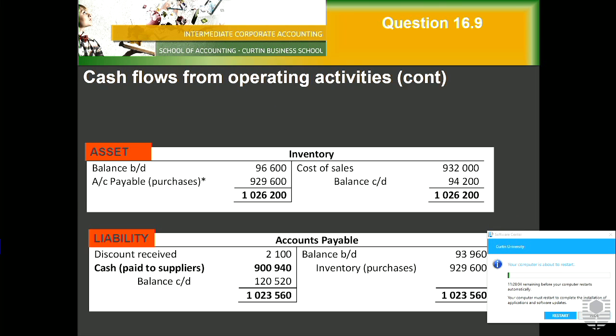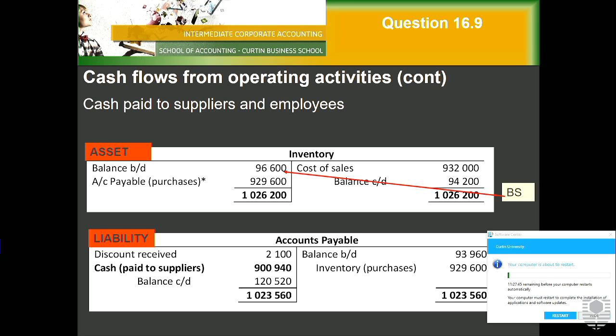Next, we start to look at our cash paid to our suppliers and employees. So there's a couple of things that we need to do here. We're going to have to account for our accounts payable. But before we do that, we've got to look at our movement in our inventory account. So we've got our opening and closing balances there from our inventory. Inventory is an asset account. Opening balance is on the debit side of 96,600. Closing balance of 94,200 on the credit side.